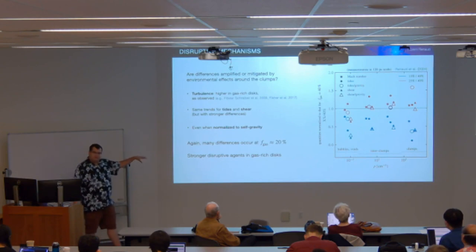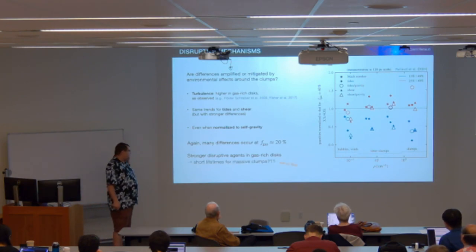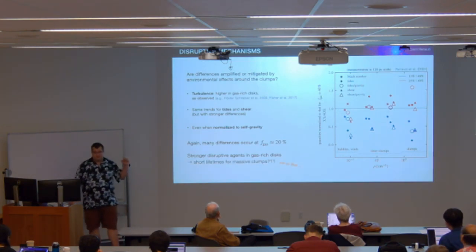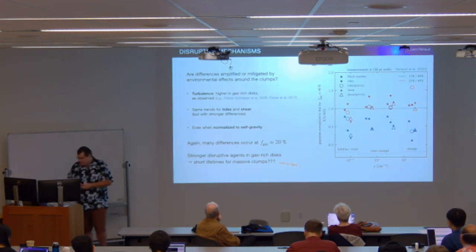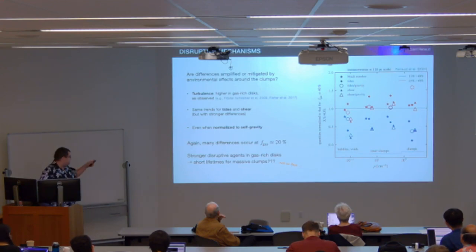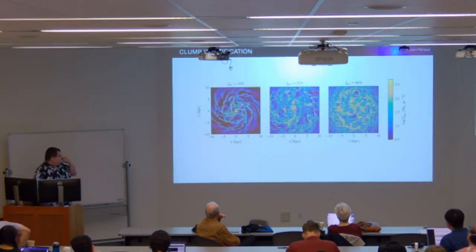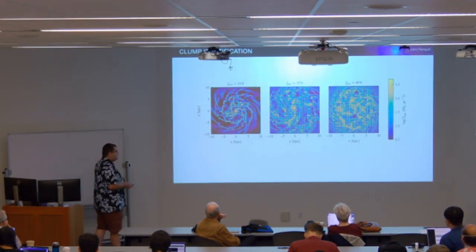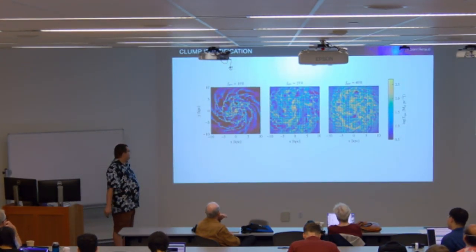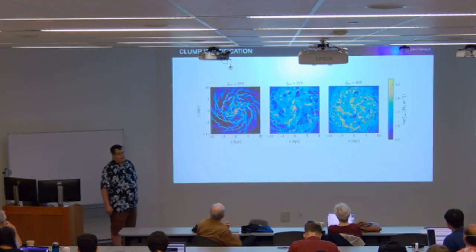So if disruption is stronger in a high redshift disk, does it mean that you have a shorter lifetime for the massive clumps? Would make sense, right? But not so fast. Give me a few minutes, and I will show this is not true. So after doing this kind of Lagrangian approach, we move into more structure identification, and we define clumps.